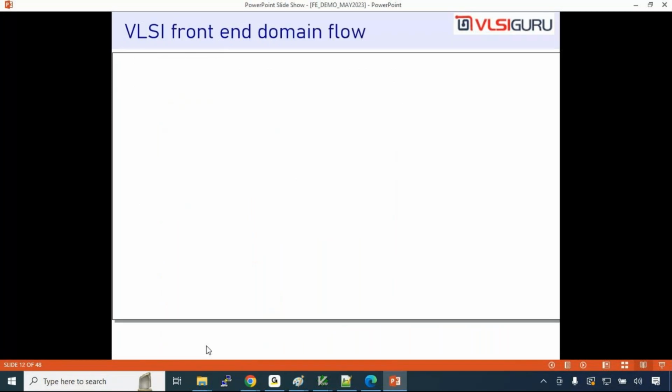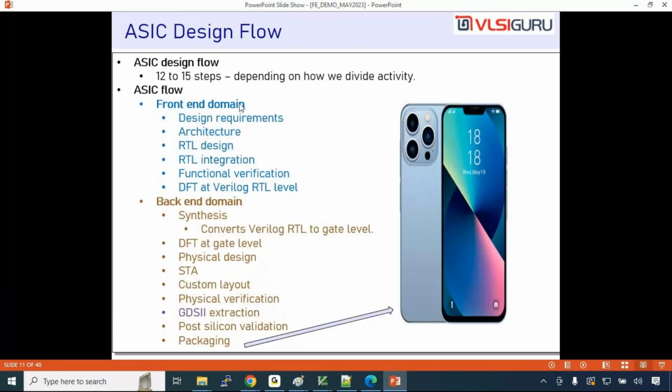Now, as I said, VLSI has majorly two domains: front-end domain and back-end domain. Let us try to understand a little more about the front-end domain, because today's session is the front-end training demo session. Let's understand it a little more deeply.